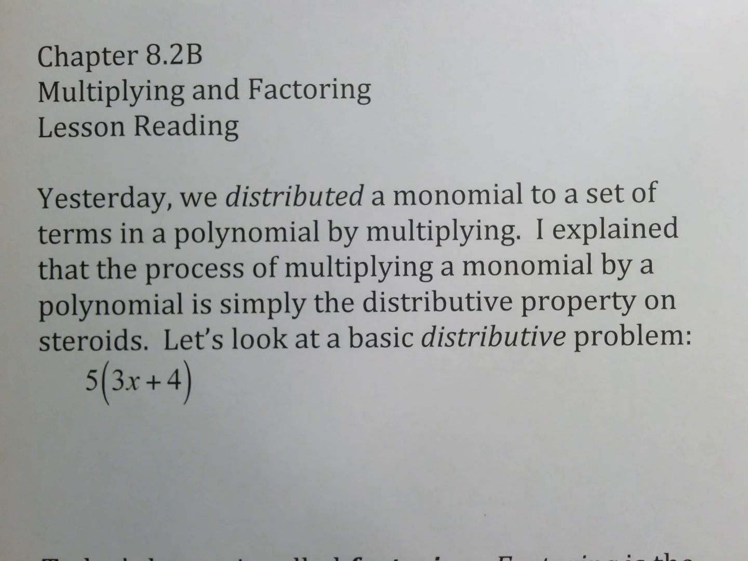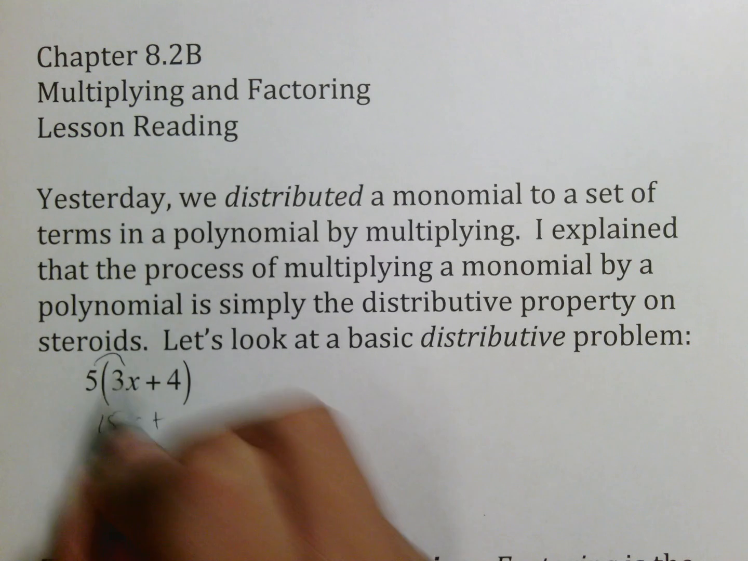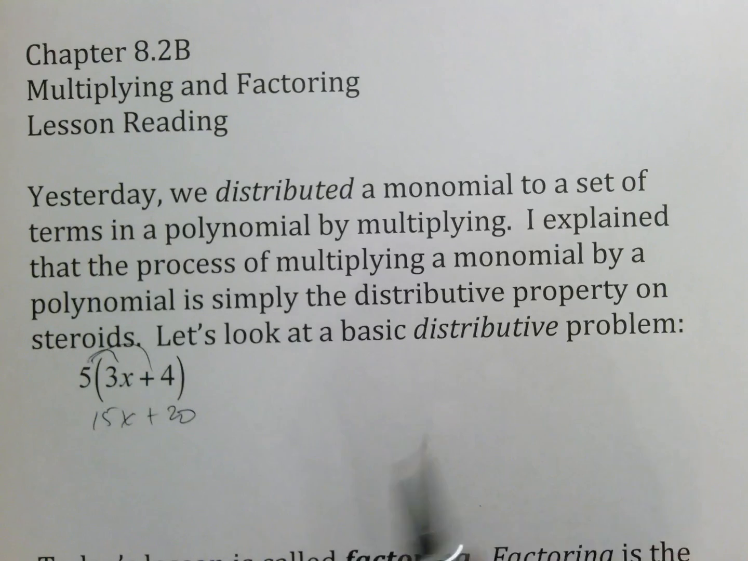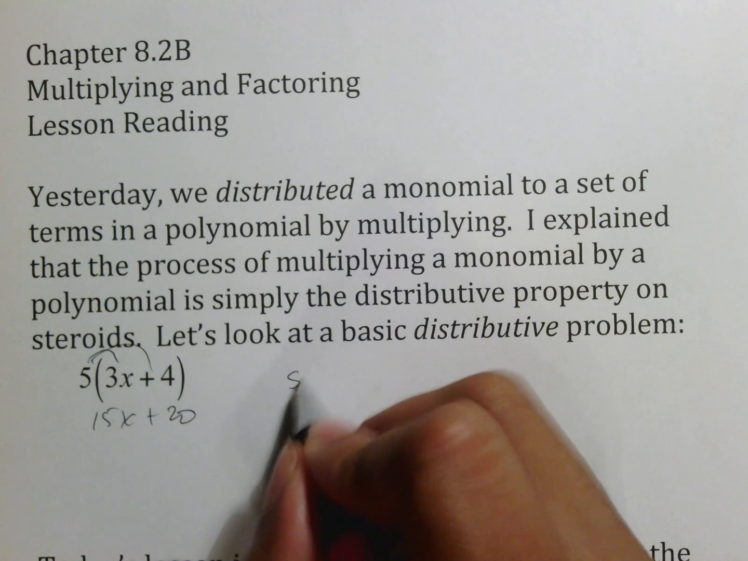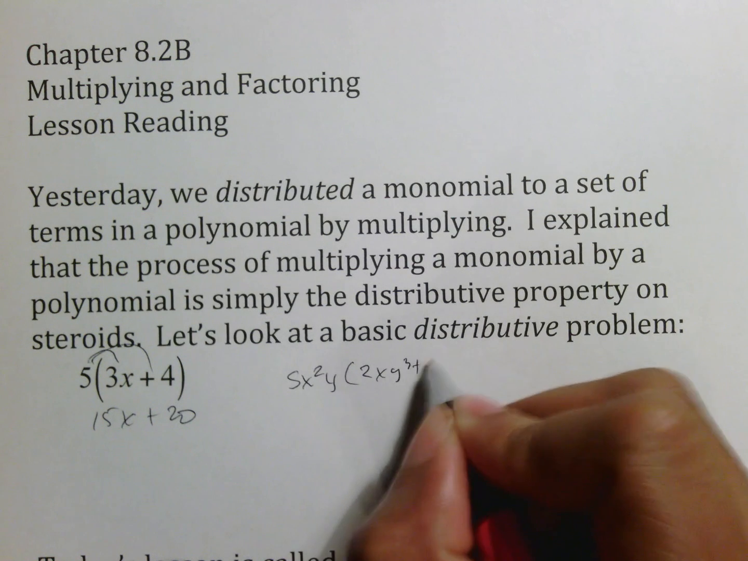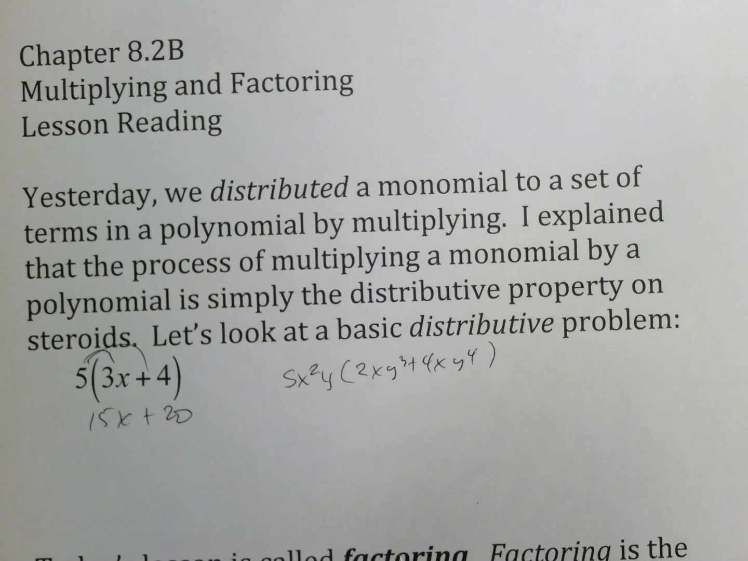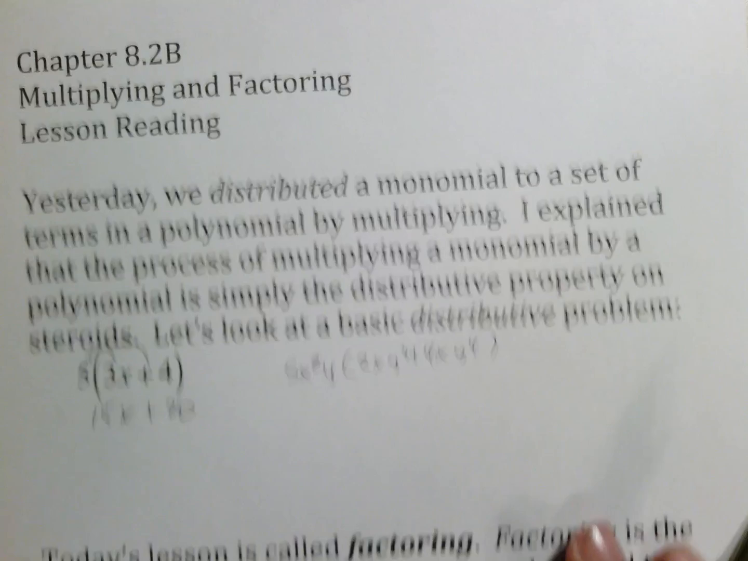What I explained to you is that this was a process. It's like the distributive property on steroids, which is what I meant: it was just a basic distributive property like this, 15x plus 20, but they put a whole bunch of junk around it. So they gave you something like 5x squared y times 2xy to the third plus 4xy to the fourth, and you had to do all the extra stuff. But this is still the same general concept. It's just that they made it a little tougher.